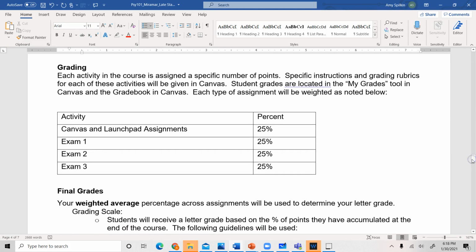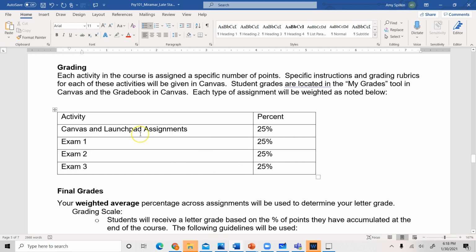Grading, it's a weighted average that I do for this class. So the Canvas and Launchpad assignments are 25% of your grade, and each exam is another 25% of your grade. So what I do is weight this at the very end.